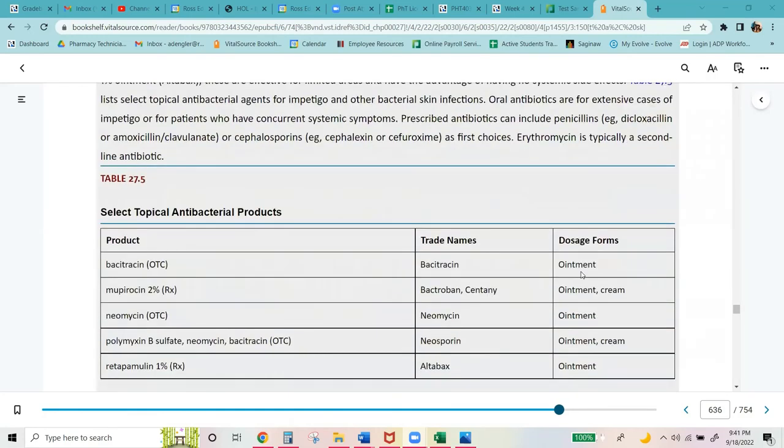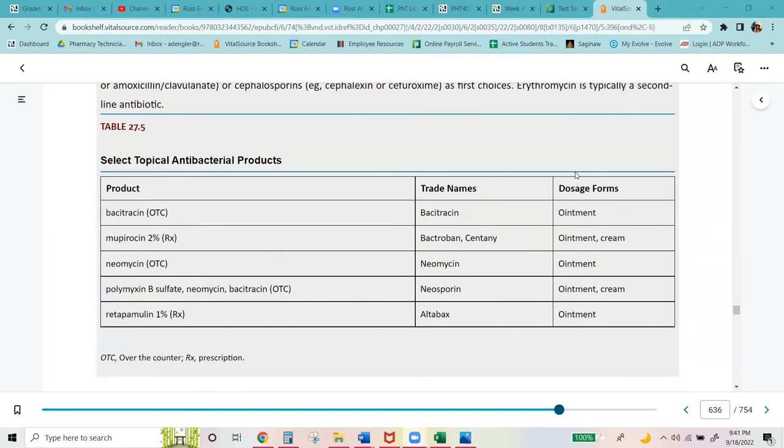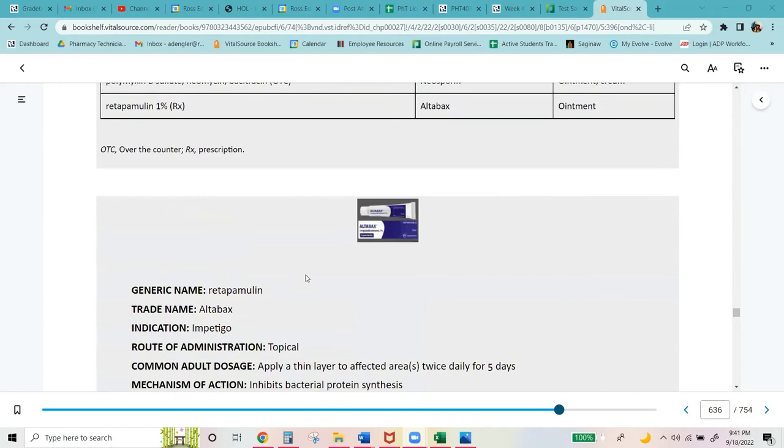And we have select topical antibacterial products. Bacitracin, which is over the counter. Bactroban does require a prescription. Neomycin, you can get over the counter. Neosporin, your triple antibiotic ointment, you can get over the counter. And Altabax is prescription only.